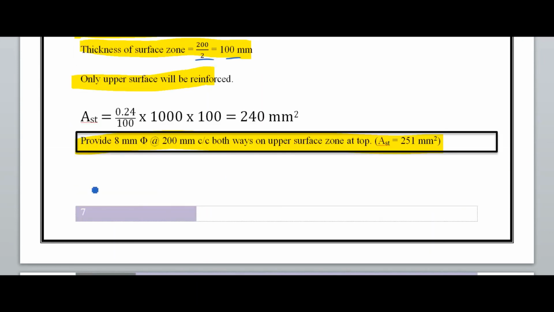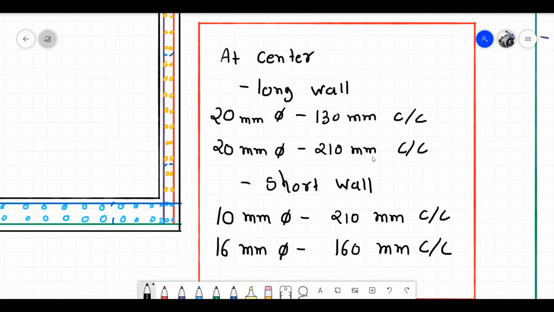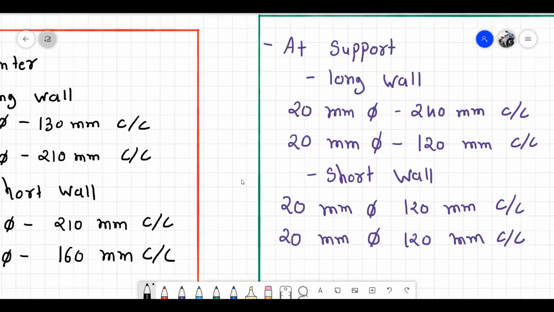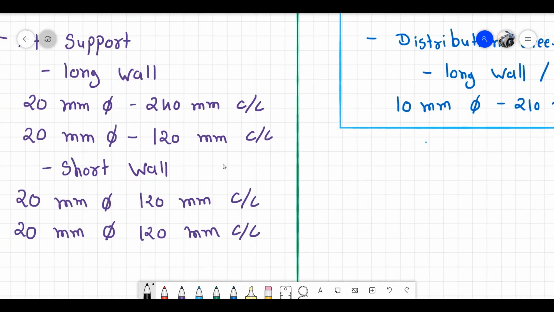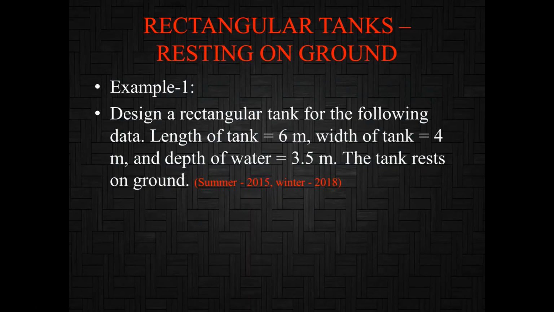Now we are going to draw some graph. Here is a 6 meter length and there is a 4 meter length. So it is a reinforcement along 6 meter as well as 4 meter. Here is at the support and here is the center. Okay, I write it here. At the center, long wall 20 mm dia, 130 mm center to center for the short wall, as well as at the support and distribution steel. So our design is completed for the one example. So our design example is completed.